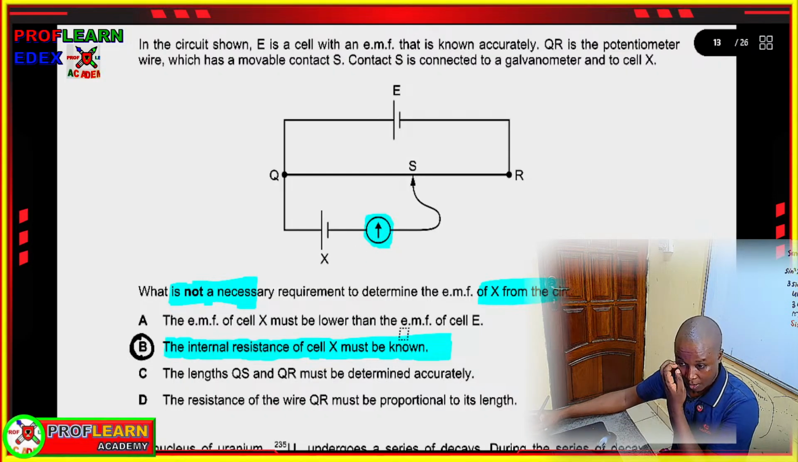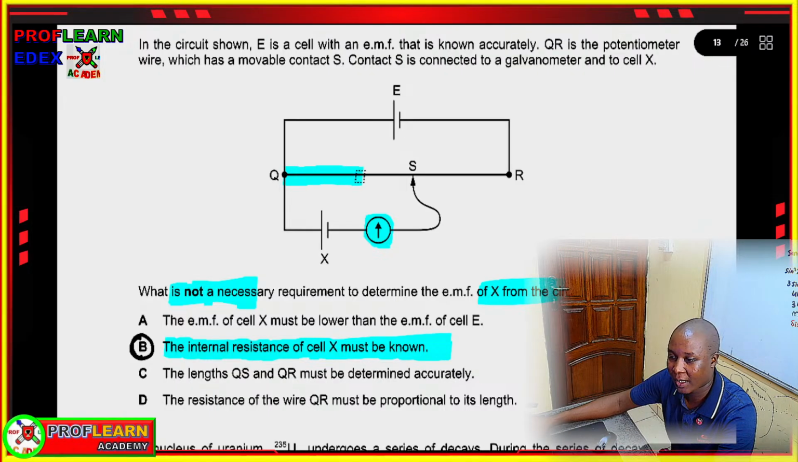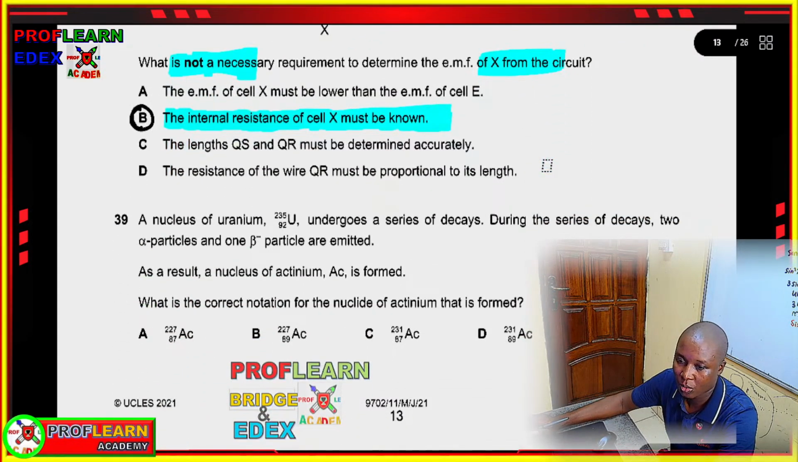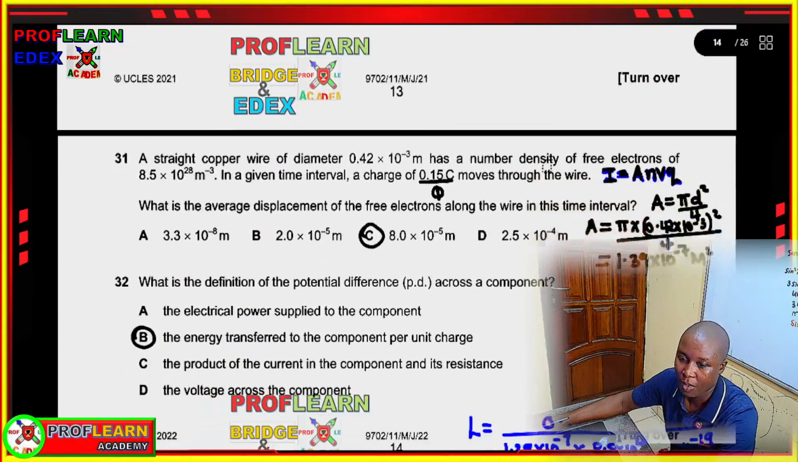But the EMF of X should be a bit lower than that of E for better results. We also need to ensure that the length of QS must be determined, because we are going to be comparing the length here, and also the resistance of Q must be proportional throughout the length. So basically, that's what we are going to do in that particular part.